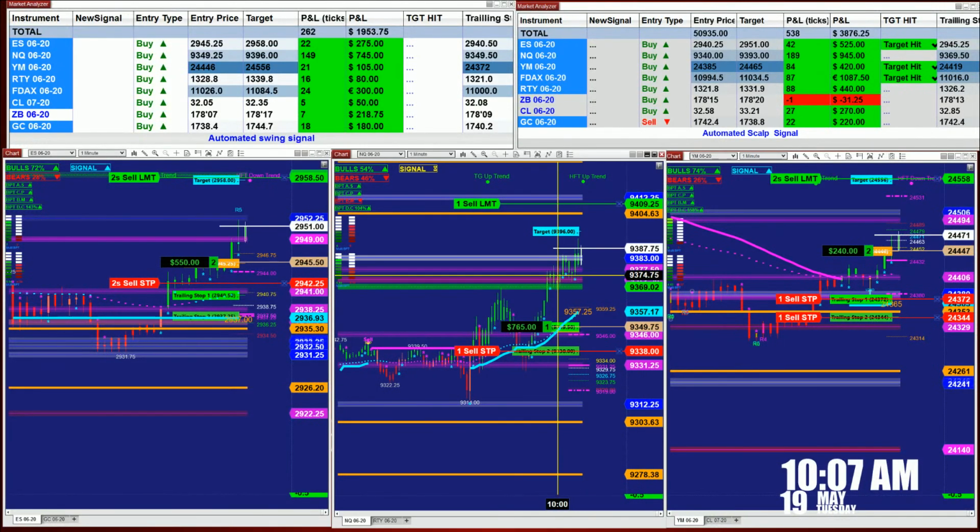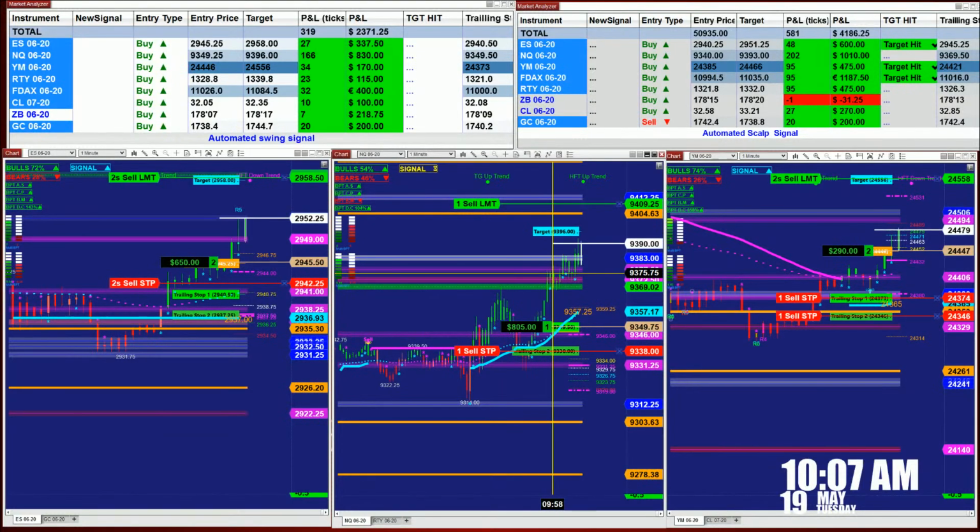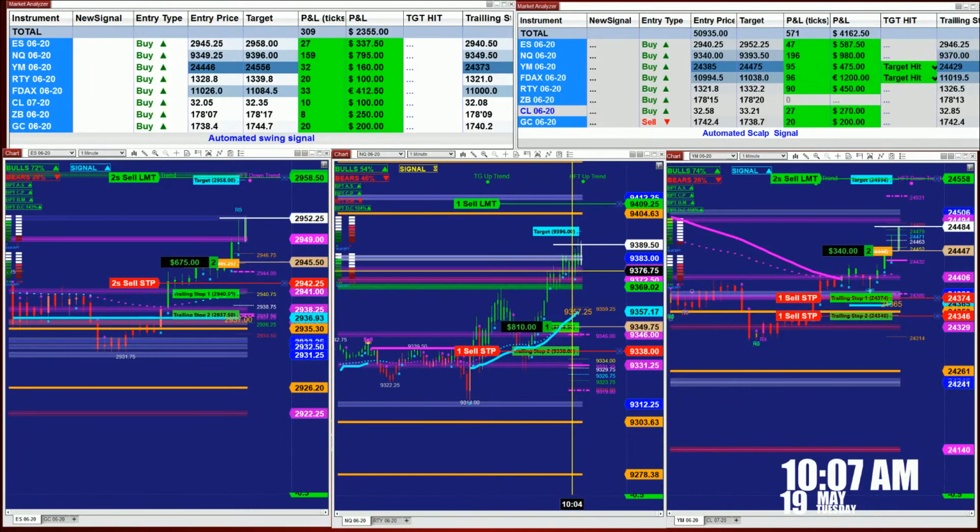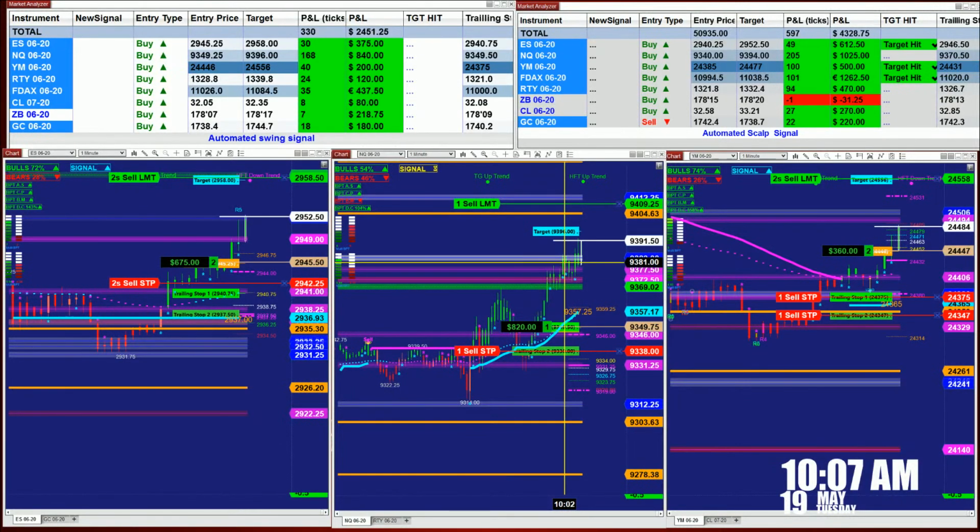Immediately, you can see the Nasdaq has crossed a very important area. The Nasdaq has broken every single resistance area and now is climbing to the target, as the system expected, and now you can close that trade.